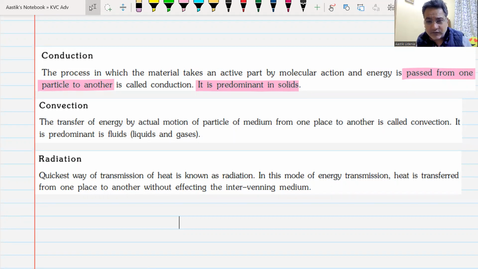It travels with the speed of light, the speed of electromagnetic waves. Thermal radiations are also electromagnetic waves. Now, this type of heat transfer can take place in solids, liquids, or gases.